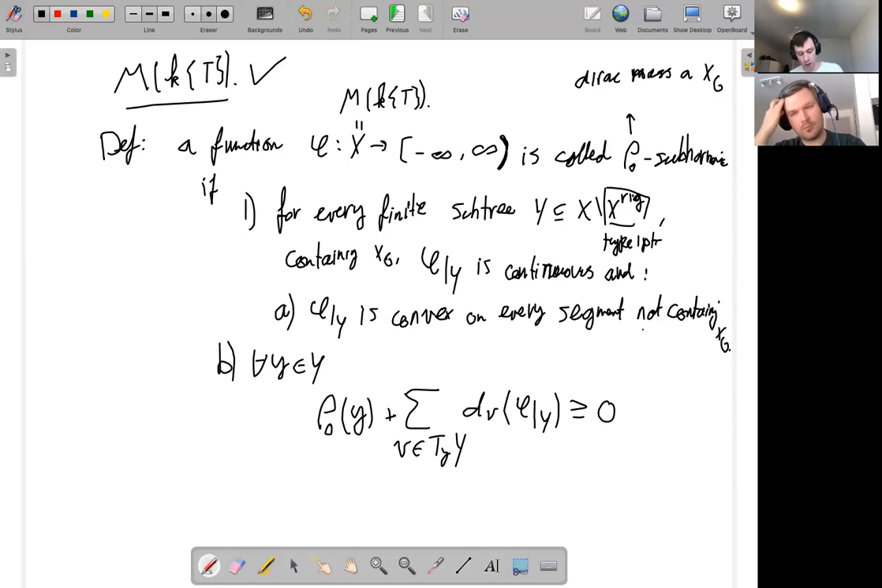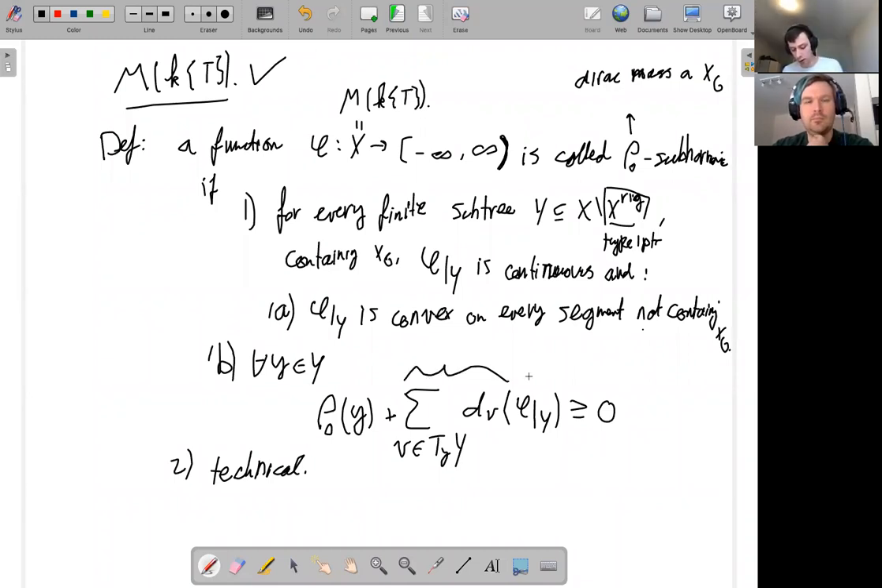And then there's a second condition. So this is 1, 2, technical. I will not. So this is something about the function as a whole being a sort of limit over finite subtrees or something like that. But that's not so very important, I think, for now. Okay, so this is something we saw before in the earlier talks, this sort of expression.